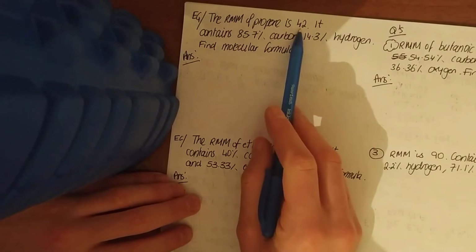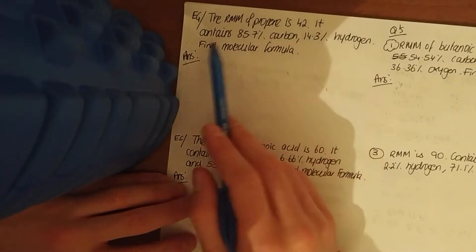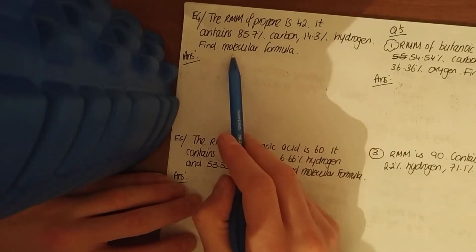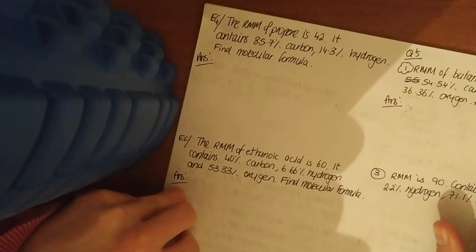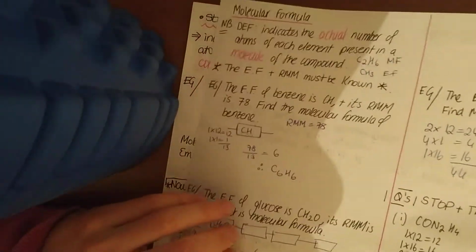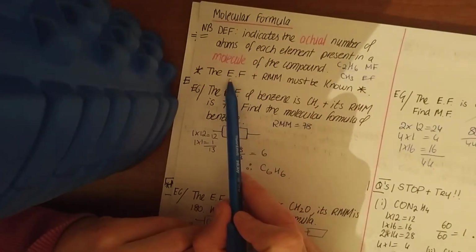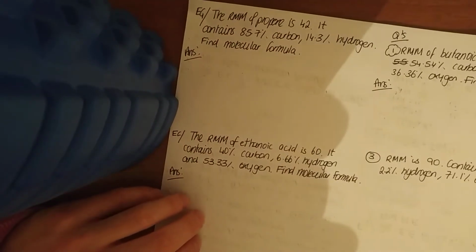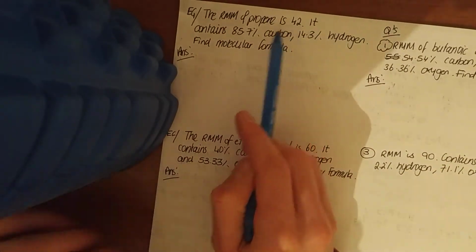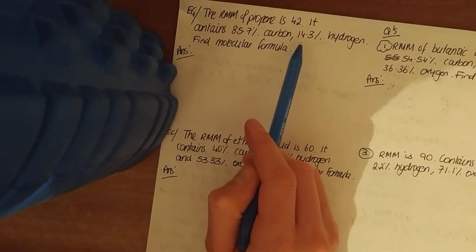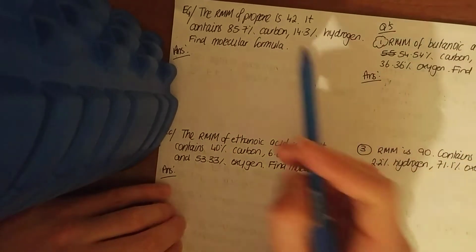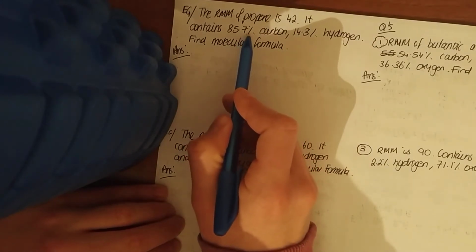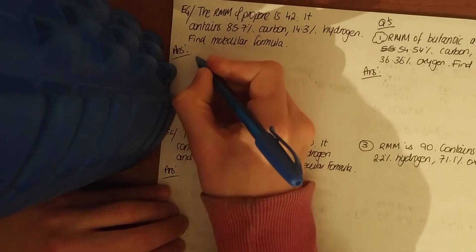The relative molecular mass of propane is 42. It contains 85.7% carbon and 14.3% hydrogen. Find the molecular formula. Now, as I said 2 minutes ago, in order to work out the molecular formula, you need to know the empirical formula and the relative molecular mass. We've got the relative molecular mass, we just need to get the empirical formula. To get it, we've got percentages, so we change that to grams and go back to moles.